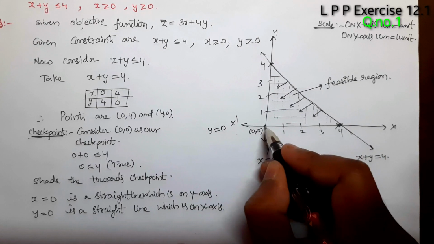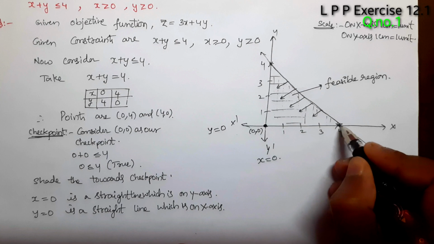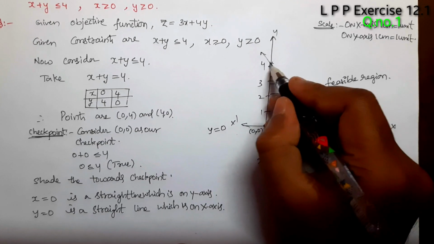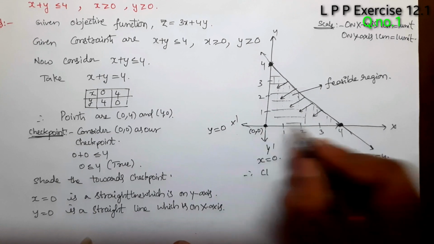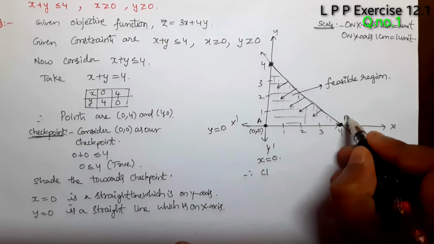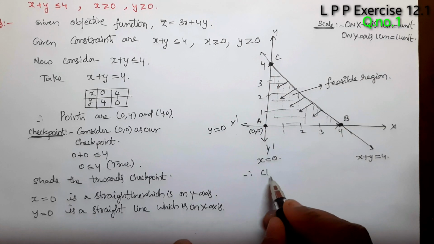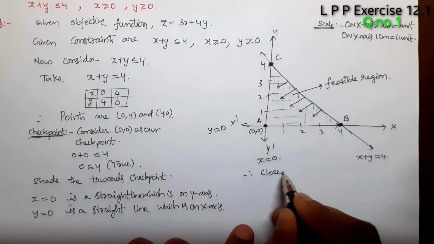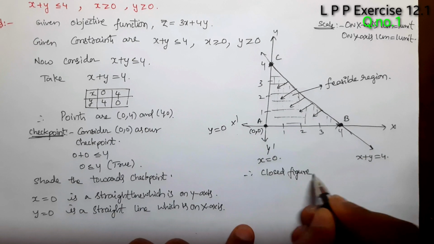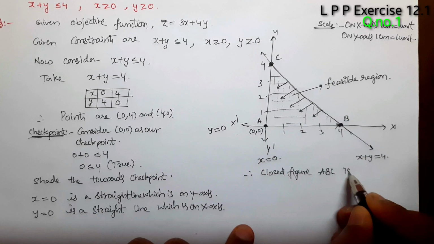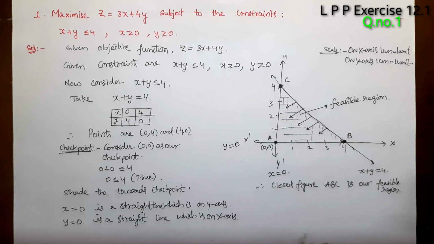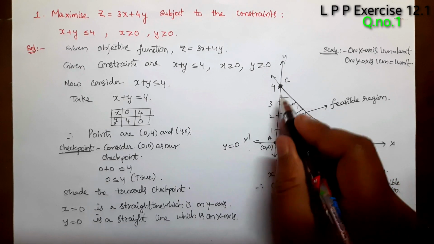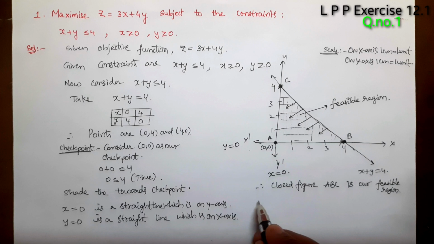So what are the corner points? One is 0, 0, another one is 4, 0, another one is 0, 4. So these points we can mention as A, B, and C. So we can write: closed figure ABC is our feasible region. Now what is the use of this feasible region? From that feasible region only we have to take the corner points.